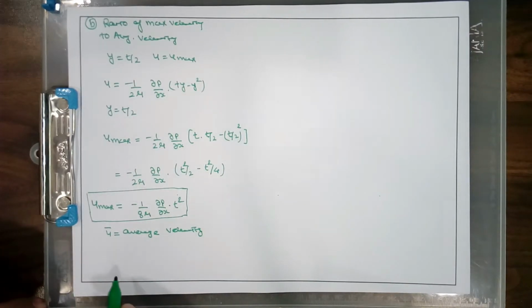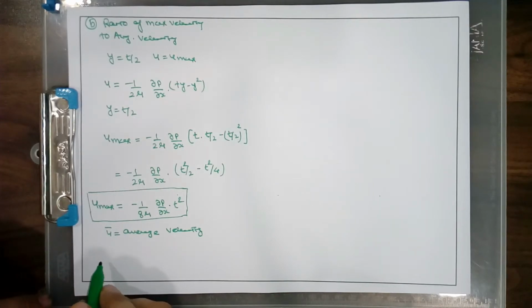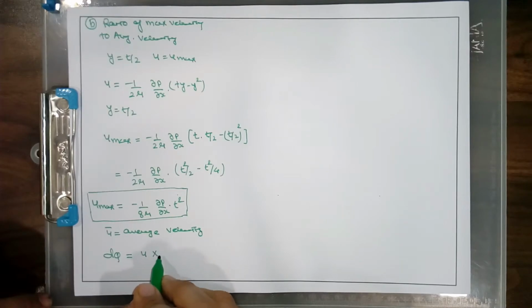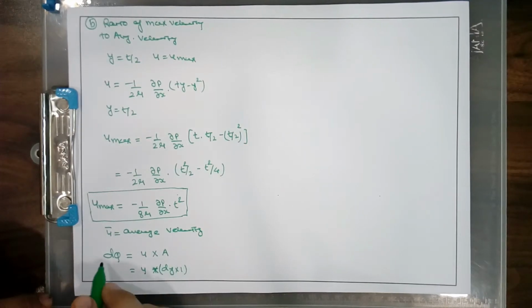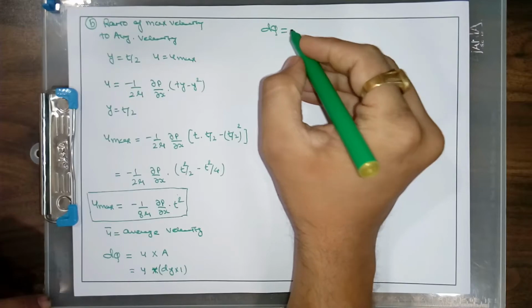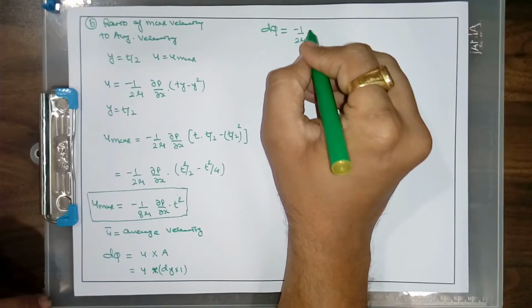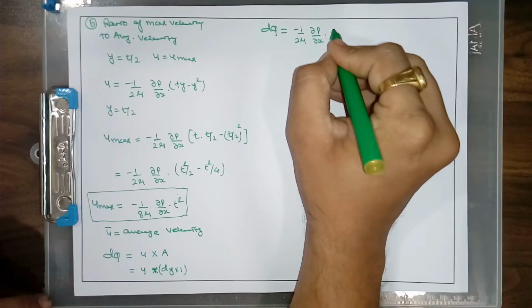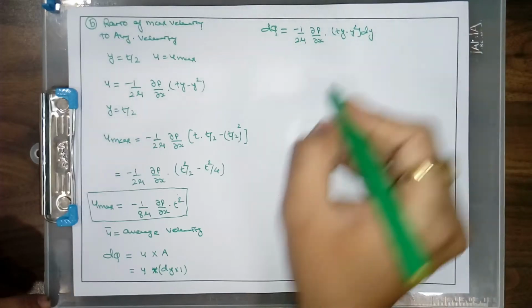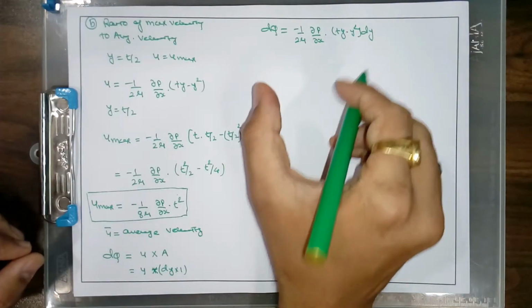For calculation of average velocity, we need to calculate the discharge. So dq, that is the discharge through the small elementary area ABCD, equals the velocity into the cross sectional area, and here the cross sectional area is dy into 1. So we get dq equals u into dy. Now we put the value of u. So u equals minus 1 by 2 mu del p by del x in the bracket ty minus y square into dy. To calculate the total discharge, we need to integrate this expression.